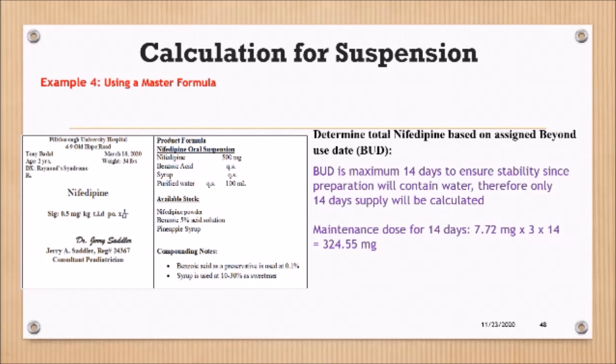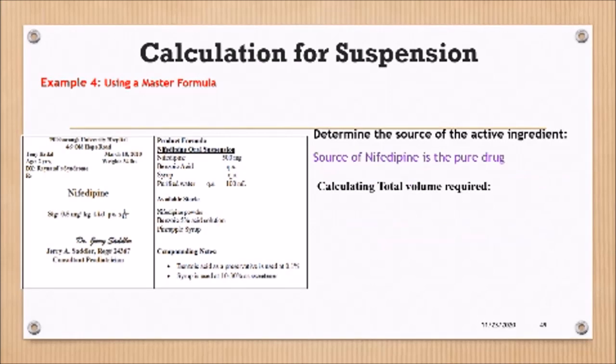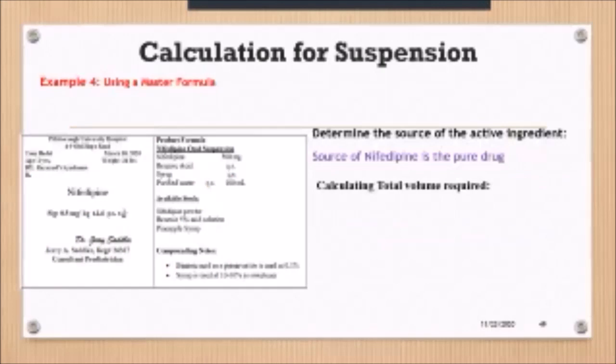So the maintenance dose for 14 days is going to be 7.72 milligrams times 3 times a day times 14 days. There's no alternate day here, so we just calculate straight, and we got 324.55 milligrams. We're also going to be determining the source of the ingredient. When we look at the available stock listing, we find that the nifedipine pure powder is available. And therefore, from that, we can now determine the volume.